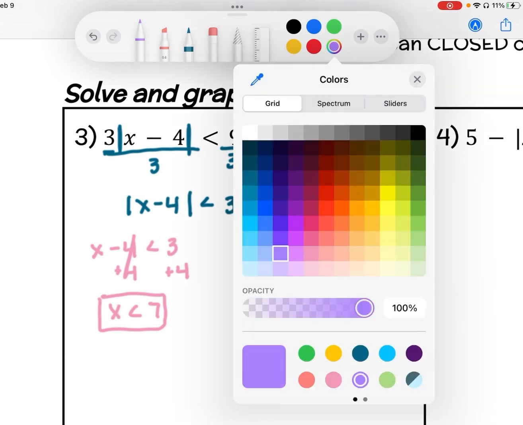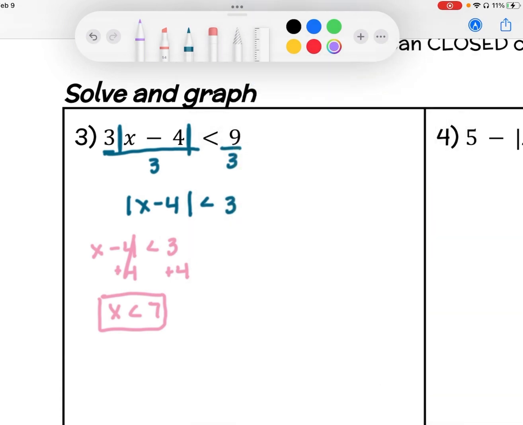All right, then we need to find our negative case. So I'm going to do negative x minus 4 is less than 3. Let's distribute the negative in. We have negative x plus 4 is less than 3. And then we're just going to solve that like we normally would. So I'm going to subtract 4 from both sides. We get negative x is less than negative 1.